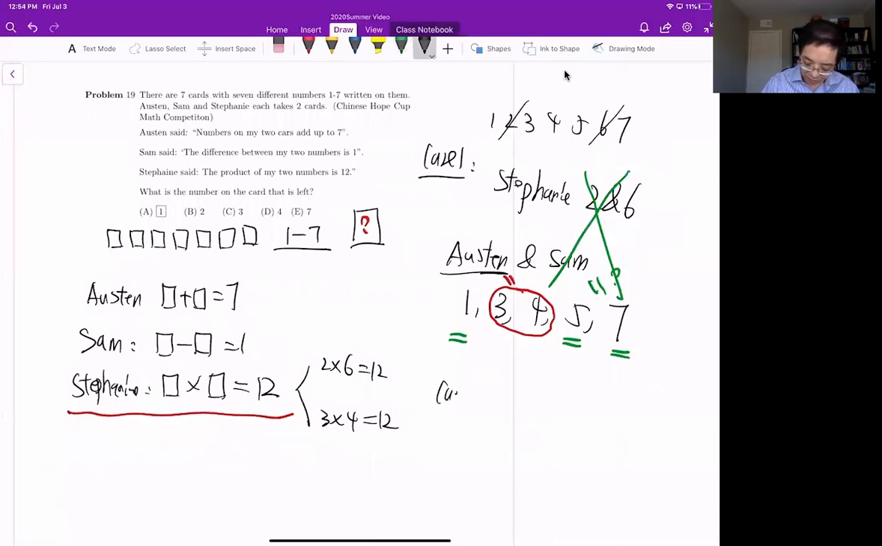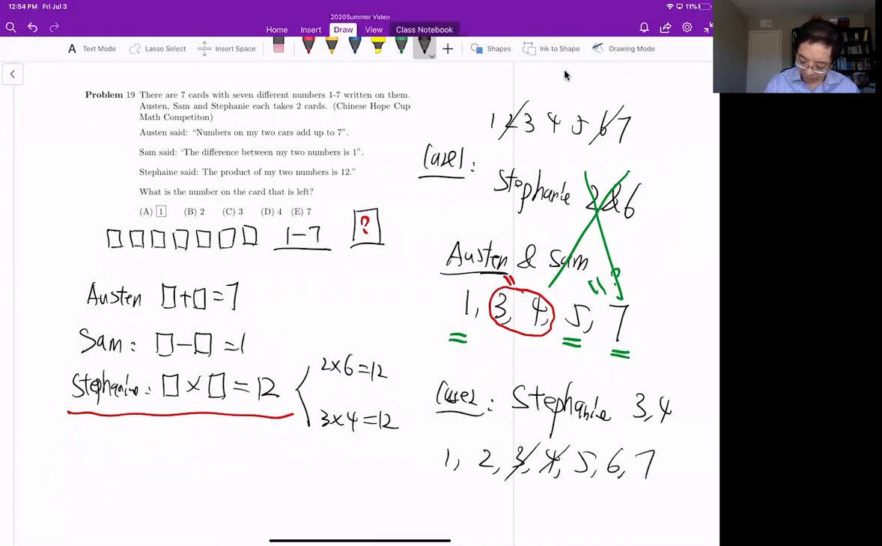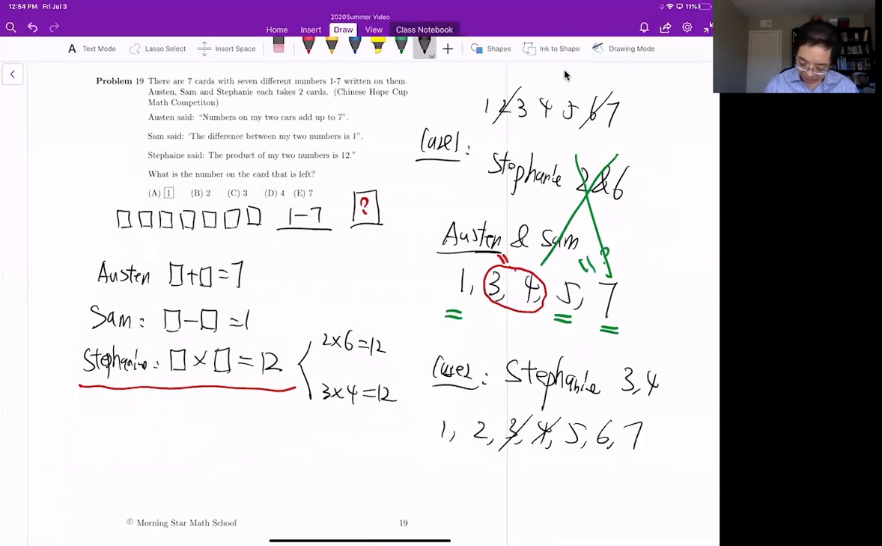Now let's look at case 2. In case 2, Stephanie is 3 and 4. So then we have 1, 2, 3, 4, 5, 6, 7. So 3 and 4 are gone. So Austin and Sam can only choose from 1, 2, 5, 6, 7.